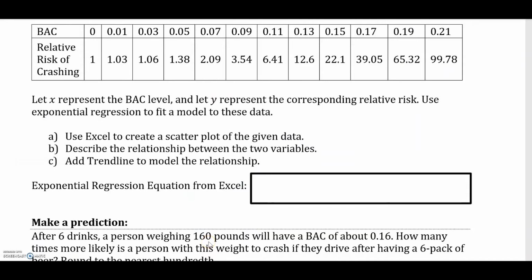Now, using the equation from Excel, we can make predictions. So let's note the equation here. y is equal to 0.583 times e to the 23.818x, where x is the blood alcohol level and y is the risk of crashing.